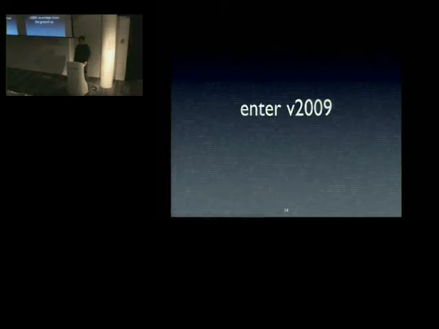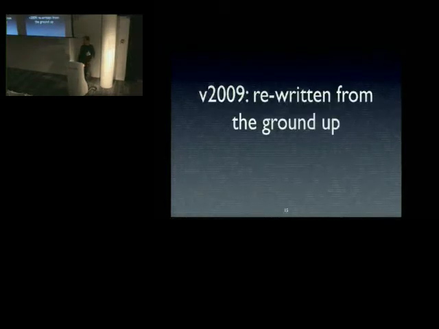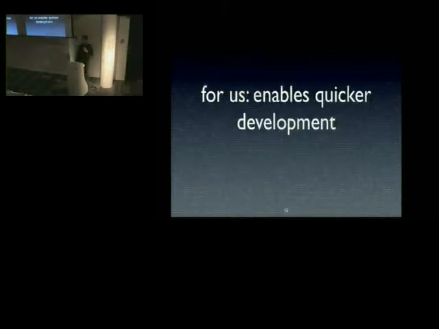So in terms of what is V2009, the first key thing about V2009 is that it's an API that we've written at Google from the ground up. So we basically redid the entire AdWords API stack for V2009, and that's a big change from V13. And the reason we did that is that for us, that enables us to develop AdWords API features much quicker. So that's what it means for us. What does it mean for you?